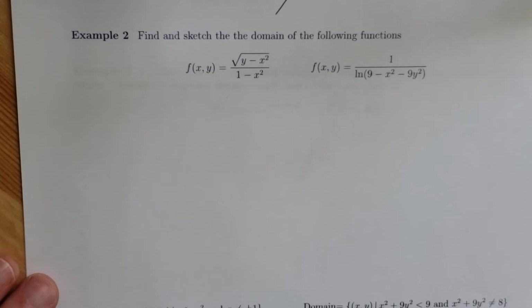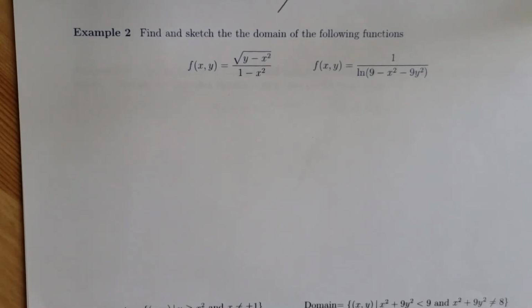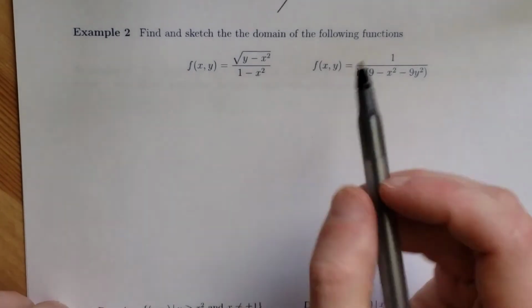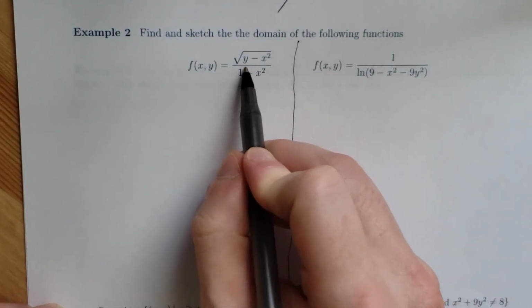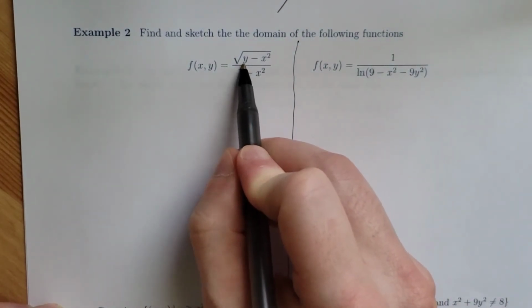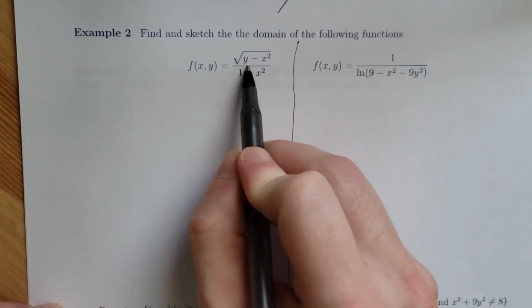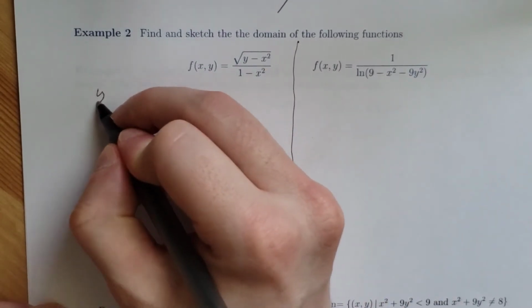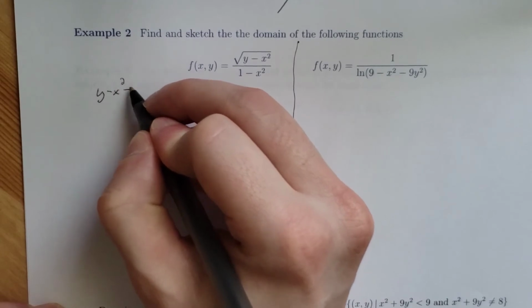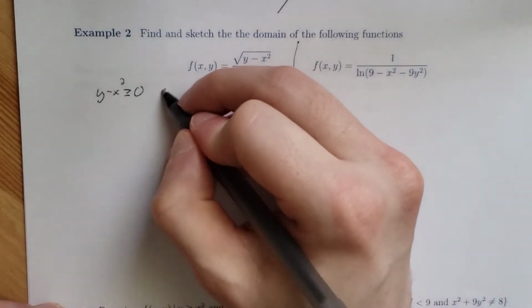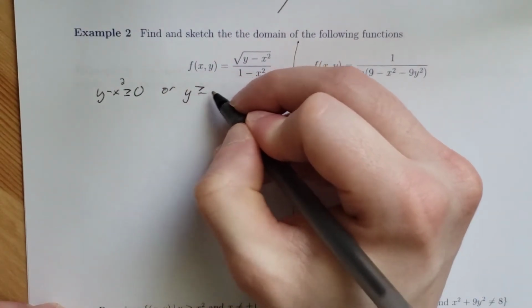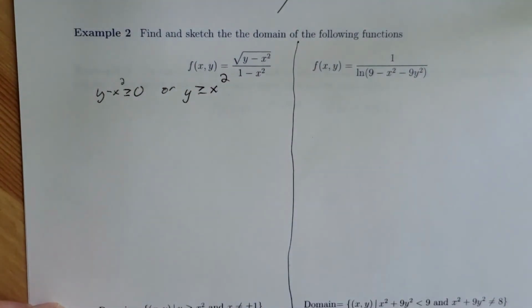So we want to find and sketch the domain of the following functions. Well, let's look at this first one over here. We need the square root of y minus x squared in the numerator up here. So y minus x squared needs to be equal or greater than 0, or y is equal or greater than x squared.